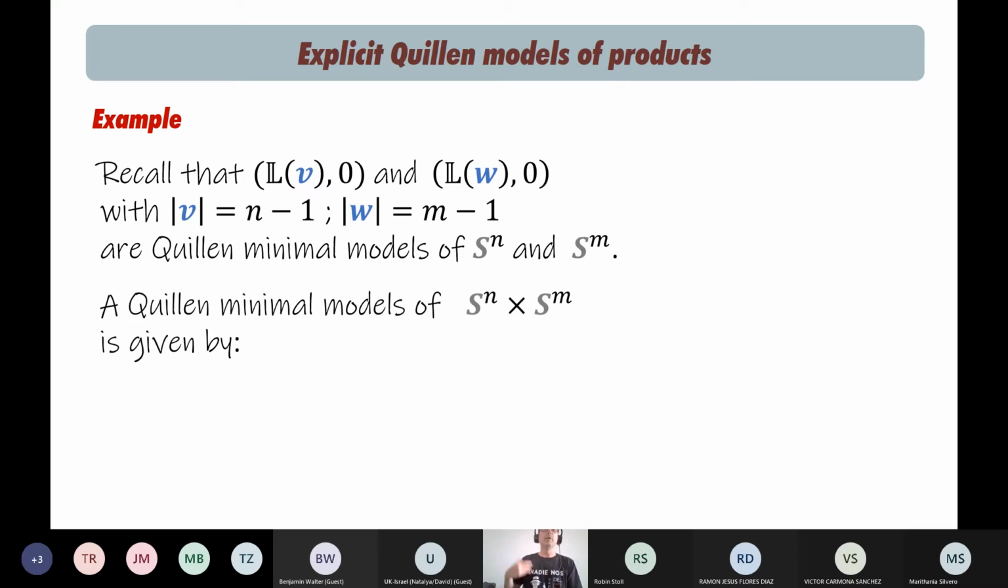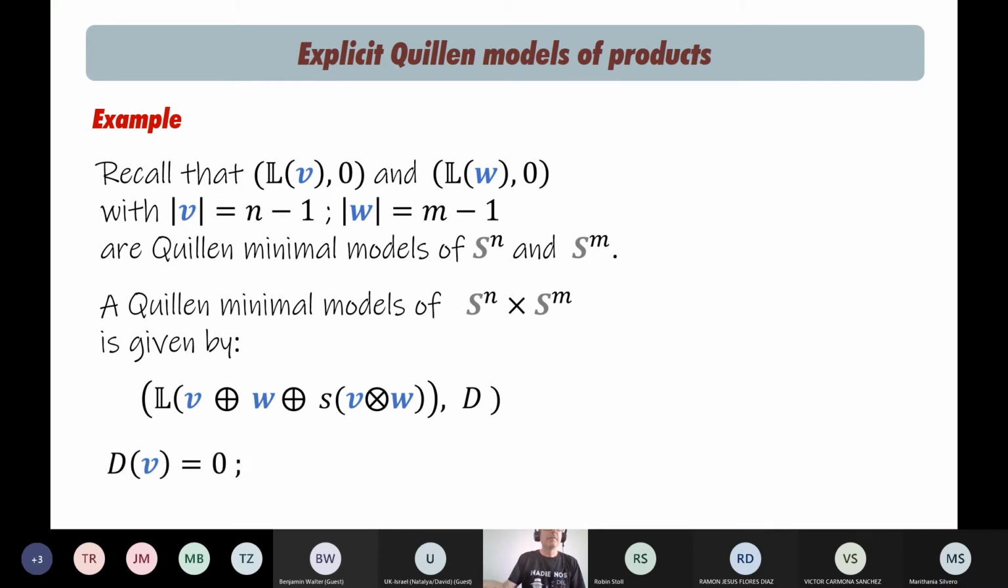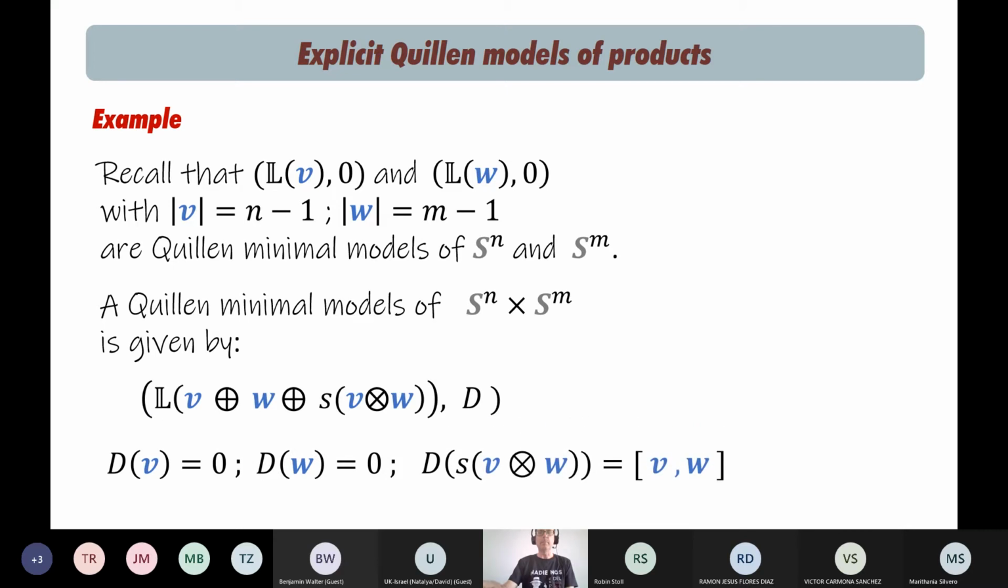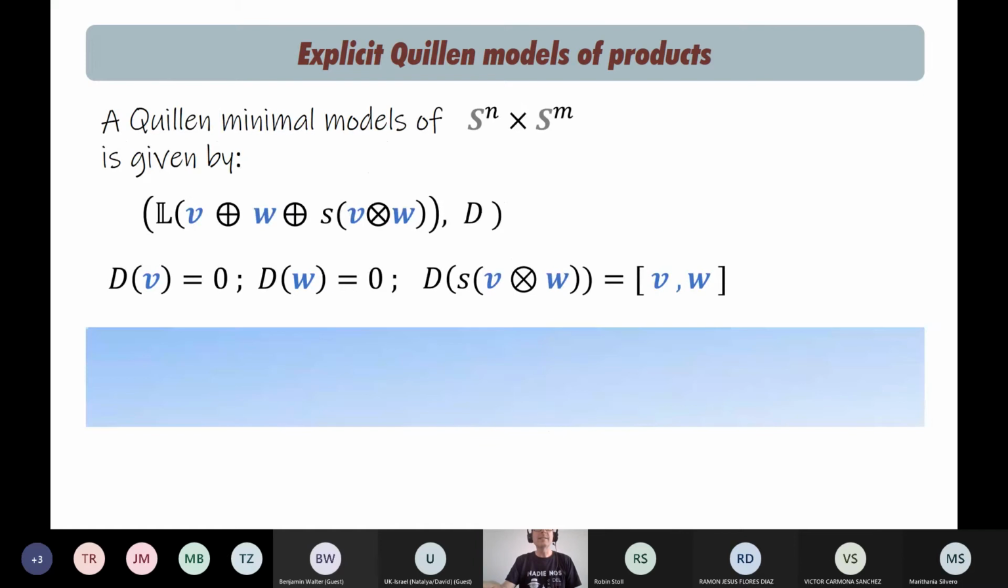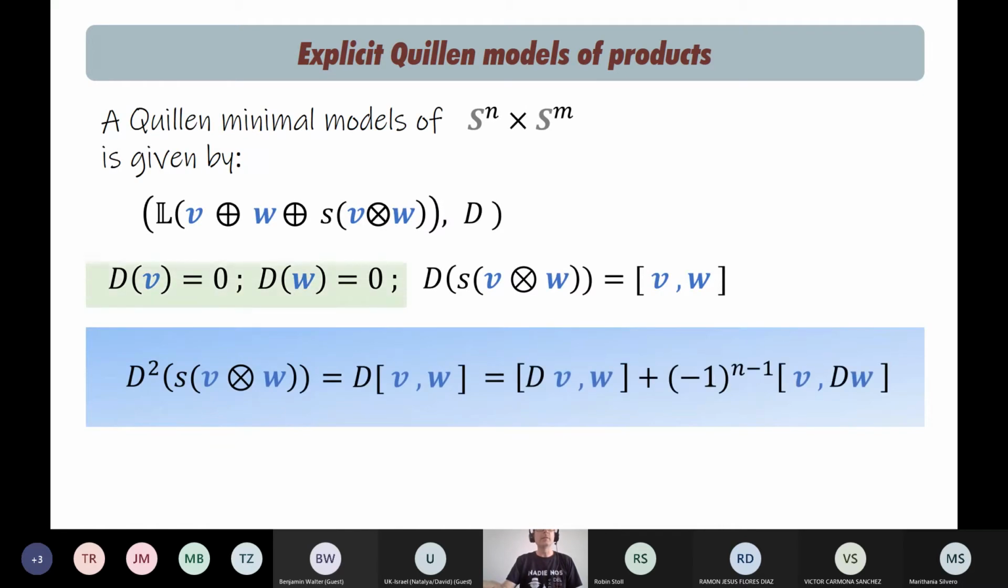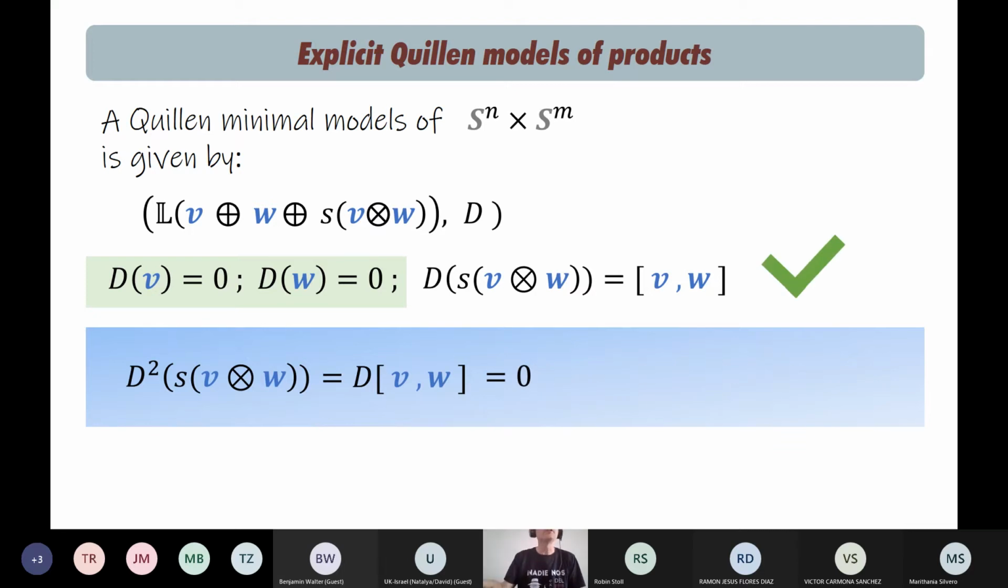So then the model of the product is just a free Lie algebra with 3 generators. And the differential of V and W is 0, and the differential of this element is the bracket. And this is the model, because we can check that the square of this element is 0 because the differential of V and W is 0. So this is the model of the product of 2 spheres.